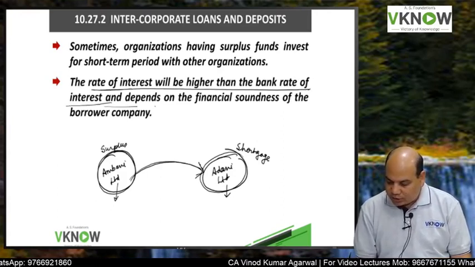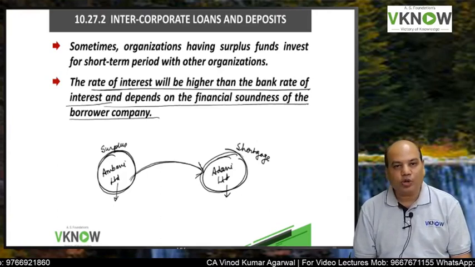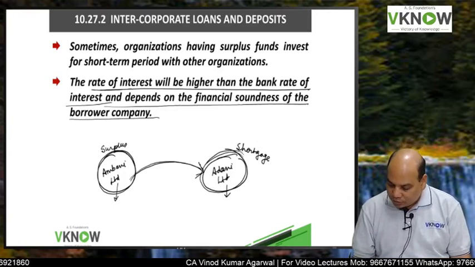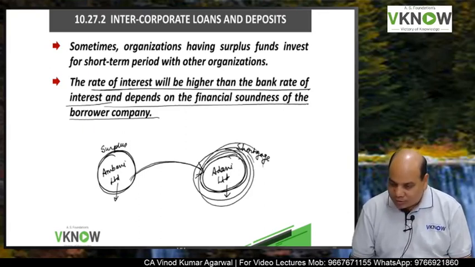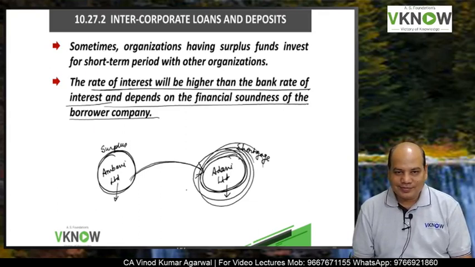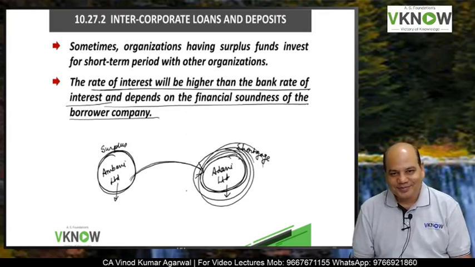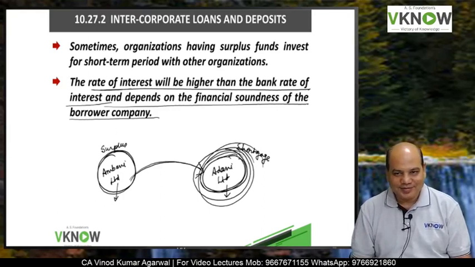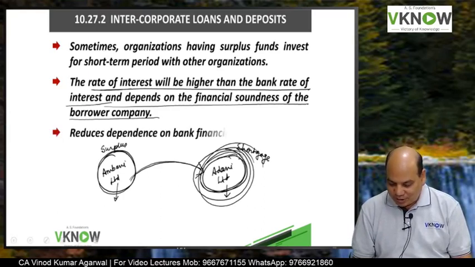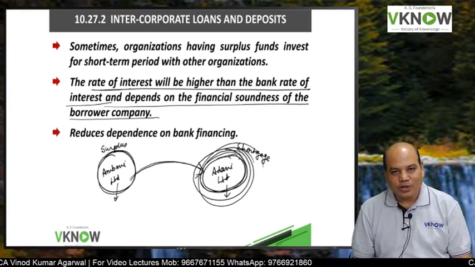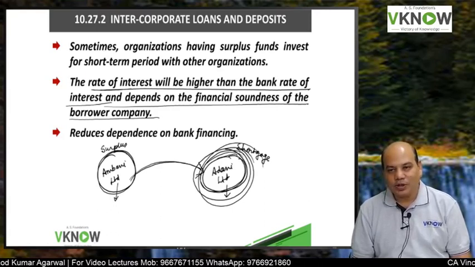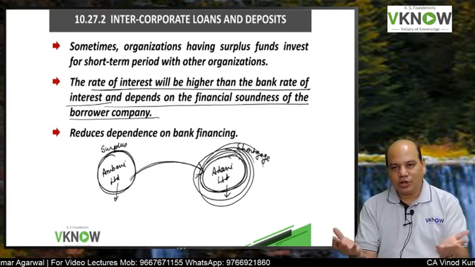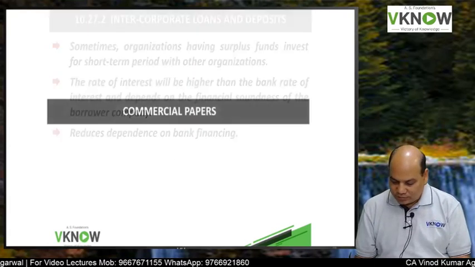But again the interest rate depends on the financial soundness of the borrower company. If it is a good company, reputed company, high quality company, then the interest rate will be low. But if it is a doubtful company, risky company, where the risk of default is more, then the interest rate can be high also. So why do companies go for intercorporate loans and advances? Because it reduces dependency on bank financing.